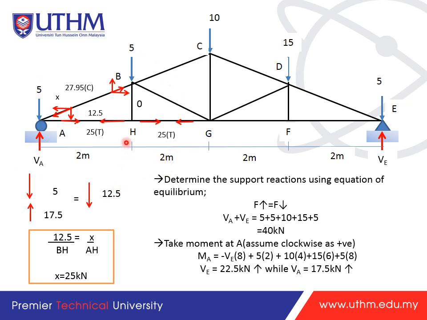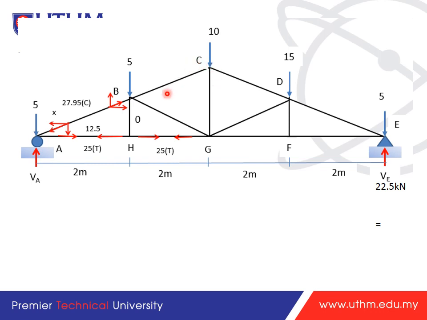Okay, next. You can jump to these parts because they have two unknown member forces. This one is more complicated. So we can jump, and you continue the other parts. Okay, you can find CB and BG by using the method of joints, or you can also use the method of sections to find the rest. Okay, I think that's all for now.